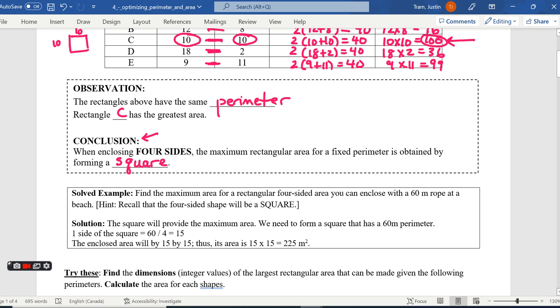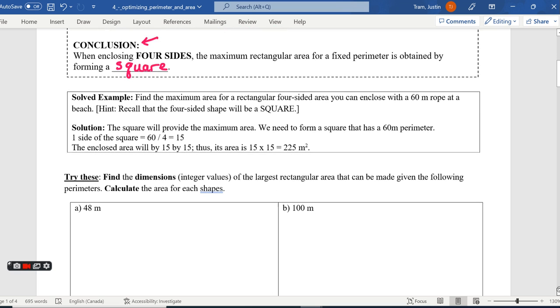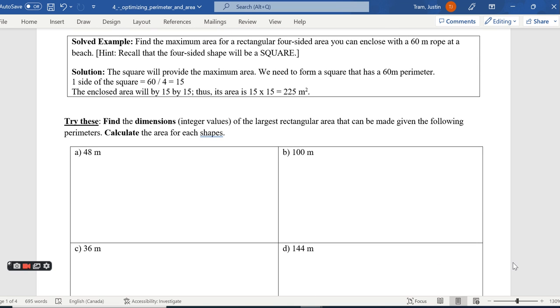So, let me scroll down a little bit. I'm going to jump right into a couple of these examples. Find the dimensions, integer values, of the largest rectangular area that can be made given the following perimeters. Okay? So I'm given the fact that it's 48 meters of fencing. I know with a fixed perimeter, in order to get the largest rectangular area, I need to turn this into a square. So all I need to do then is 48 meters divided by 4, because there's 4 sides in a square slash rectangle, equals 12 meters per side.